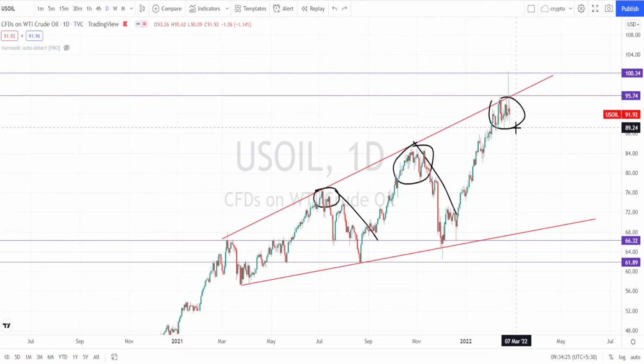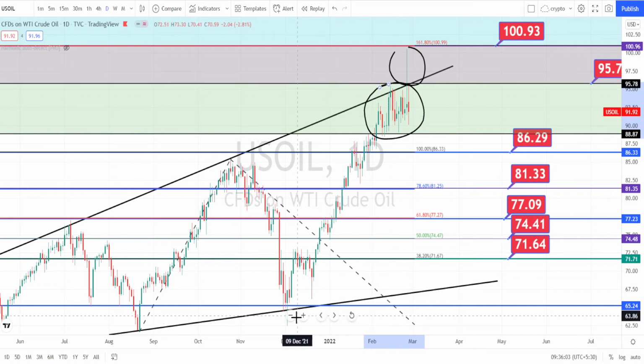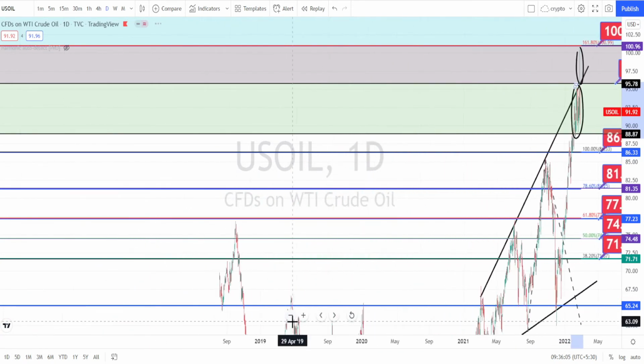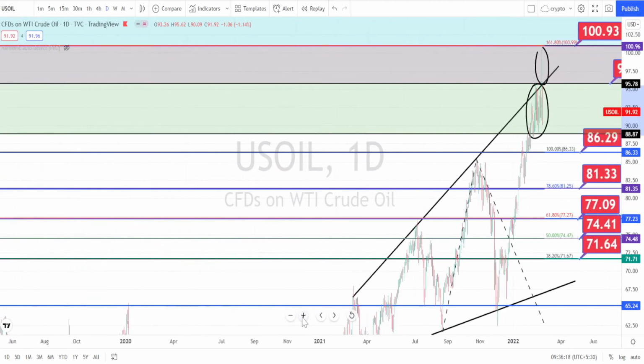Let us mark the resistance and support levels in daily time frame. So I've used the Fibonacci's extension tool to actually find out the retracement level. When we look at the resistance zone, this area between 100.93 and 95.7 is going to be acting as a very strong resistance zone, and currently the price action is still trading within a resistance area. When we look at the past price action, this level had acted as a very strong resistance and support zone. So currently the price action is actually trading within a resistance zone.